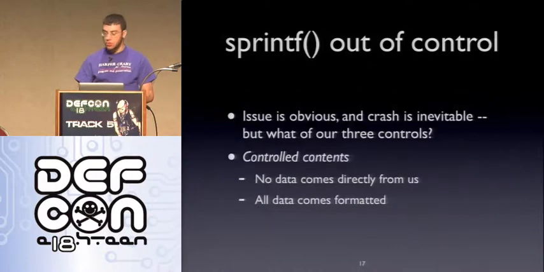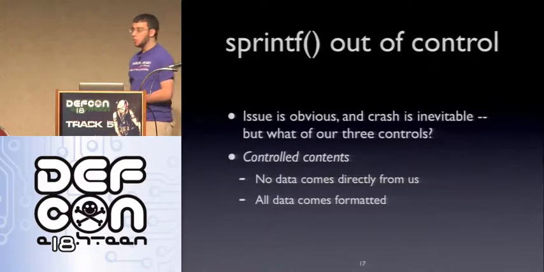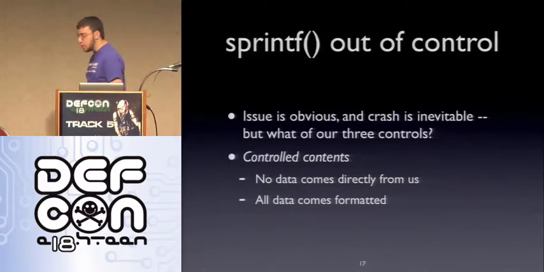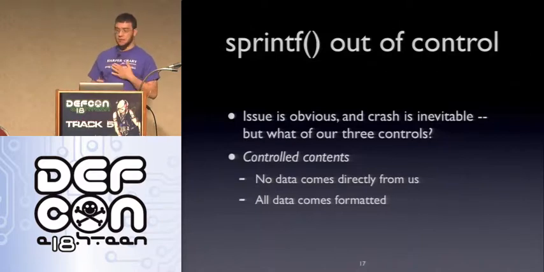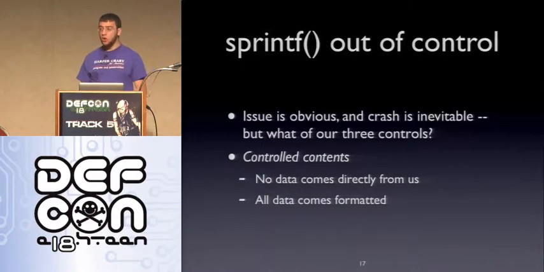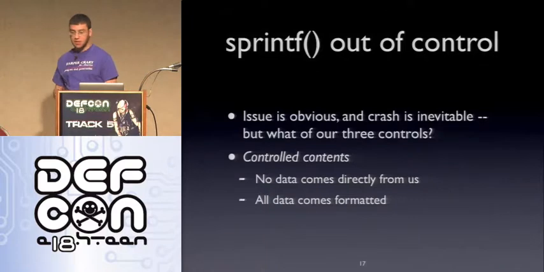And here's our third control. Controlled contents. Okay? What are the contents of the buffer? And so remember in our elementary exploit, the contents were the letter A a whole bunch of times, some shell code, and then a return address. But we don't control that, okay? No data comes directly from me in this exploit. No data. All of this data is formatted through sprintf.